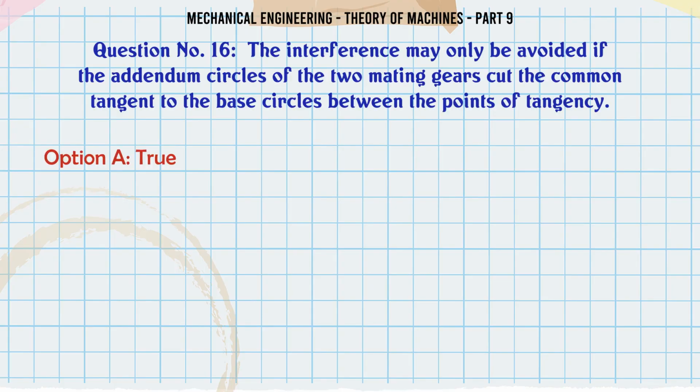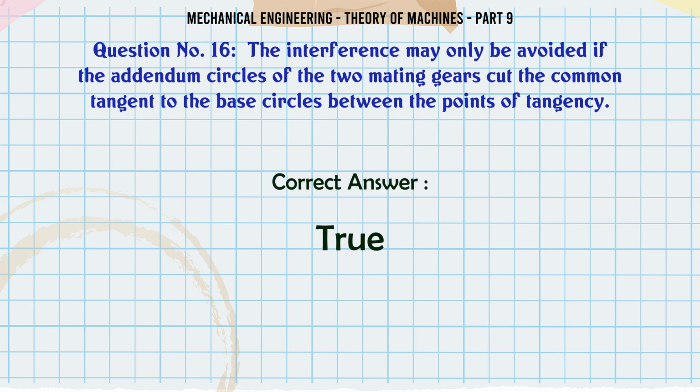The interference may only be avoided if the addendum circles of the two mating gears cut the common tangent to the base circles between the points of tangency. A. True, B. False. The correct answer is true.